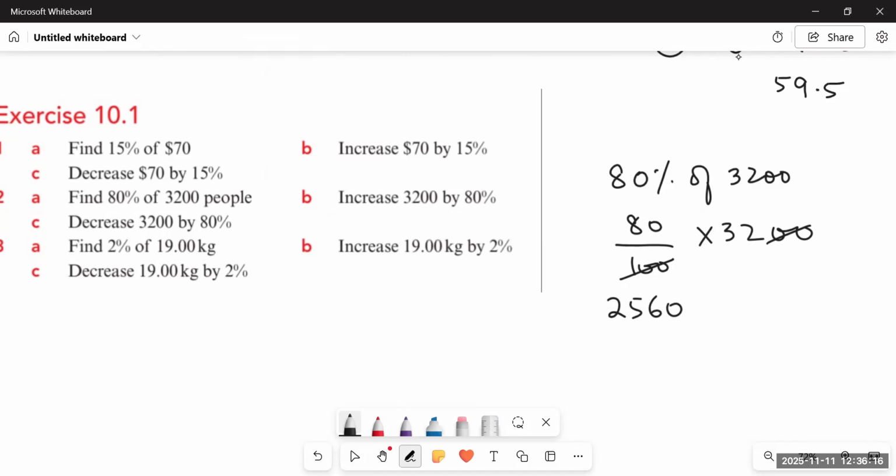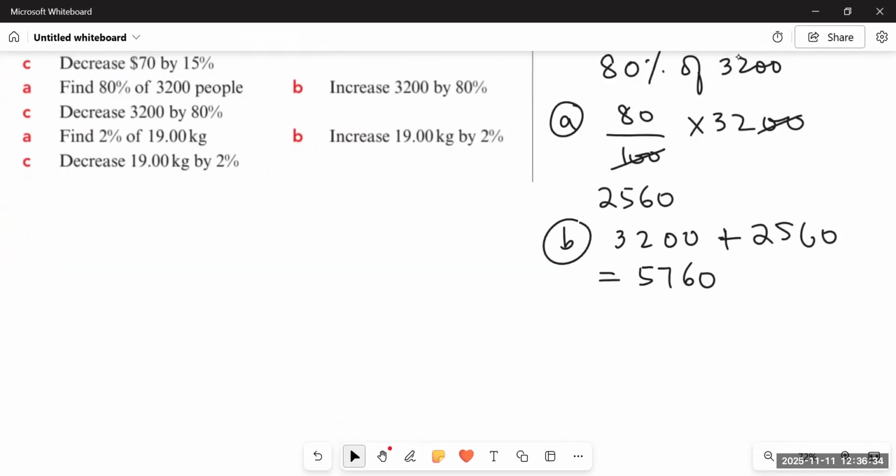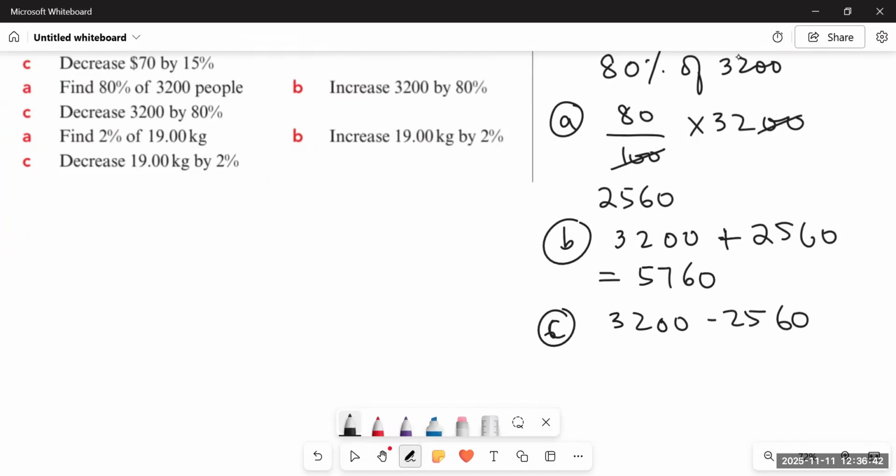So if we have to increase 3200 by 80%, what will we do? We will add 2560 with 3200 and we will get 5760. And if we have to decrease it, then what will we do? We will subtract 2560 from 3200. That's all. So we will get 640. Is that clear? How easy it is.